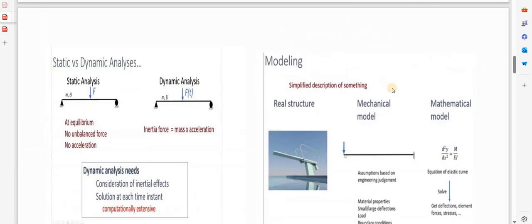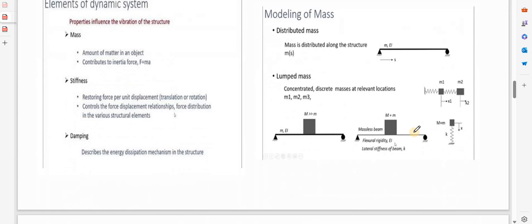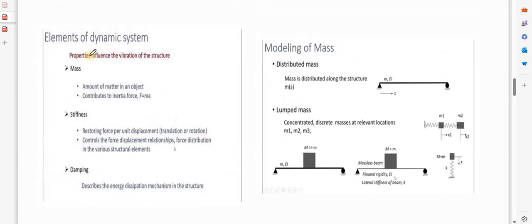Then regarding the modeling of a structure, this also we have discussed. If I have to model a structure like this, first of all I have to create a mechanical model. From the mechanical model I need to solve it by using what is known as a mathematical model. So this is the way in which we will deal with any type of structure, be it a dynamic analysis or any other. First we produce a mechanical model, then we use mathematical tools to formulate the equations and find out the responses.